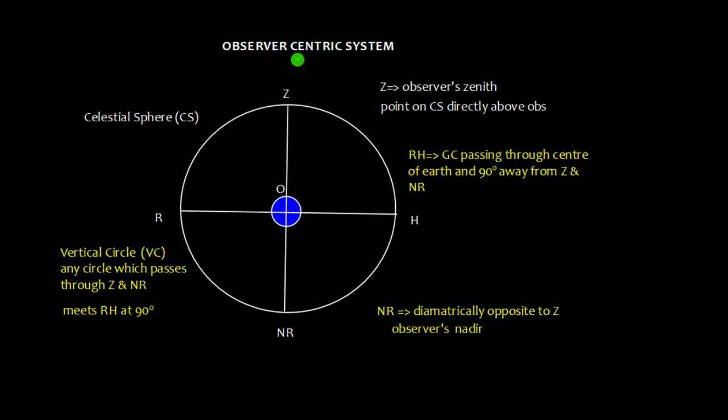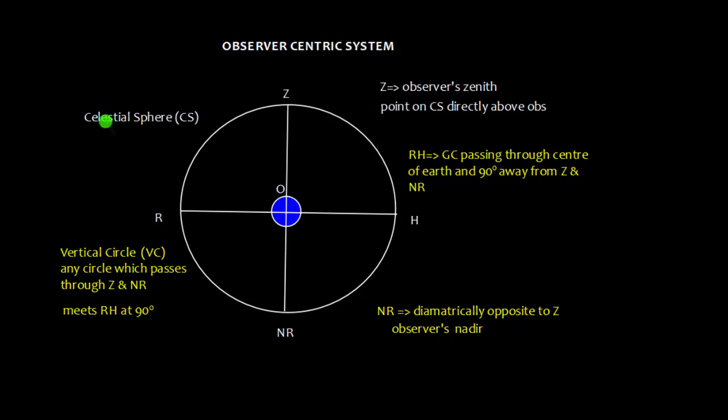Welcome to this course about rational horizon diagram. So before we start with the rational horizon diagram, let's start with observer centric system. It simply means that we are observing something where the observer is at the center.